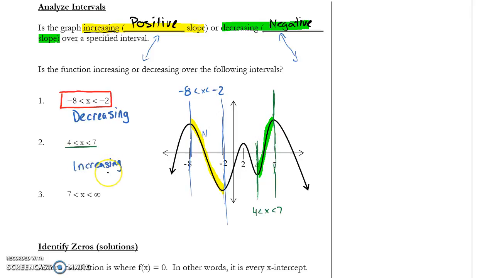And the last type is if I say 7 to infinity. That means I'm starting at 7, and then I'm going all the way to the arrow here. My next vertical line here to check would just be at the arrow. I don't care about this arrow. That arrow tells me nothing, because I'm focused solely on this section. And in that section it's going down. So in that section I am decreasing.